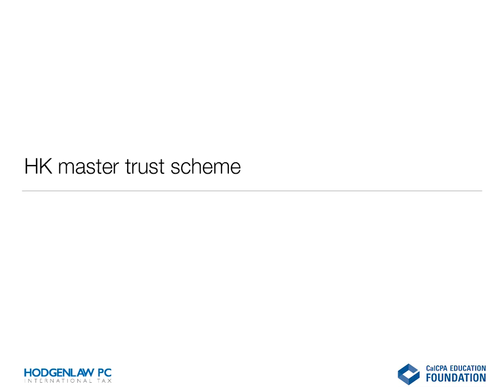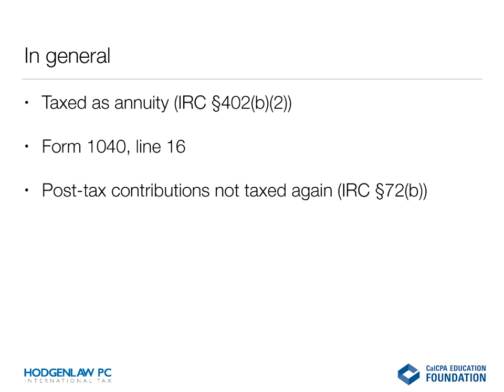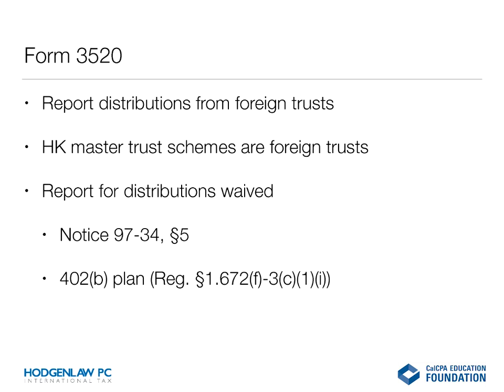Now, how about the Hong Kong Master Trust Scheme? So when you have a non-qualified employee's trust, and when the amount is distributed, it's taxed as an annuity. Again, report on line 16. The post-tax contributions are not taxed again. So, for example, the amounts that were taxed when the employer put them in, fortunately, you get an apportionment that avoids that kind of tax.